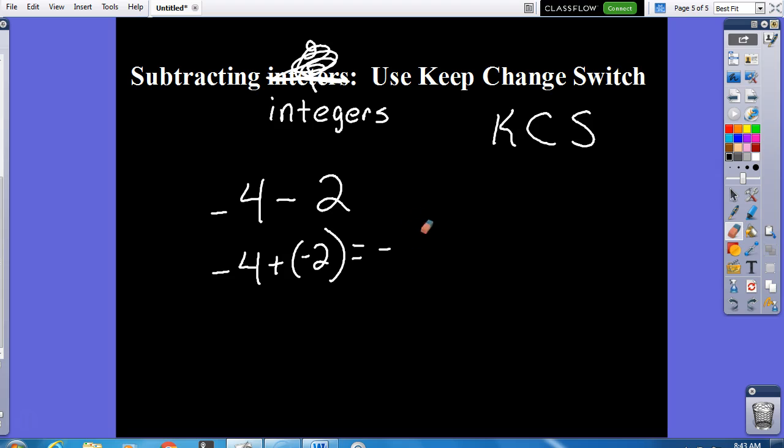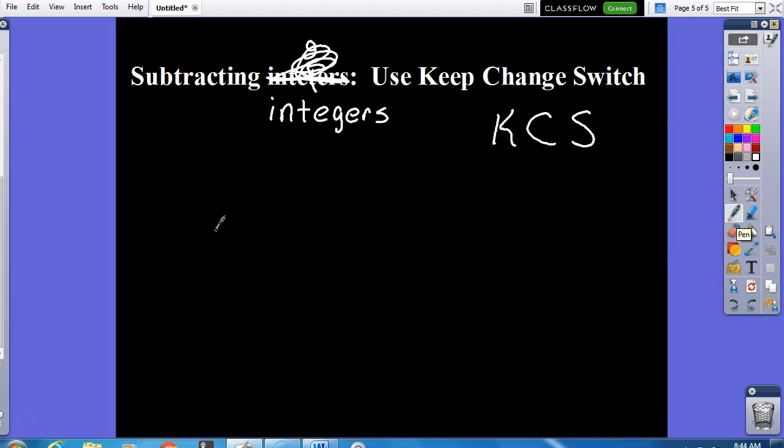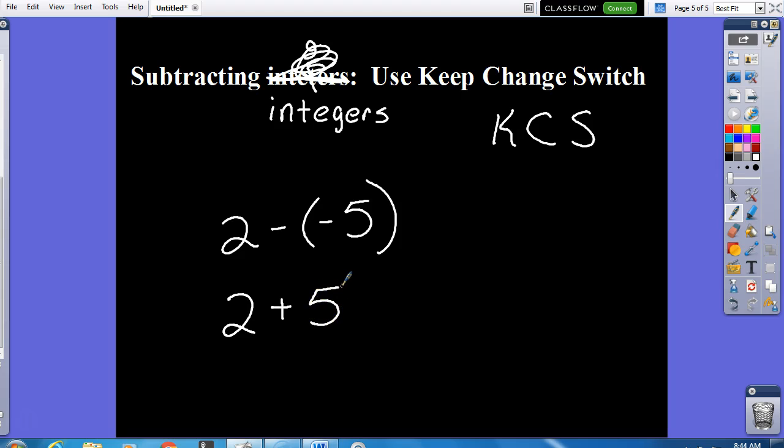Let's look at another one. That was one where I used 2. On this one I'll say 2 minus negative 5. So I'm going to use my keep, change, switch. My keep is going to be 2. My change will make this a plus. My switch will make this negative 5 a positive 5. Oh, nice. This one just changes to 2 plus 5. Nice and easy, right?